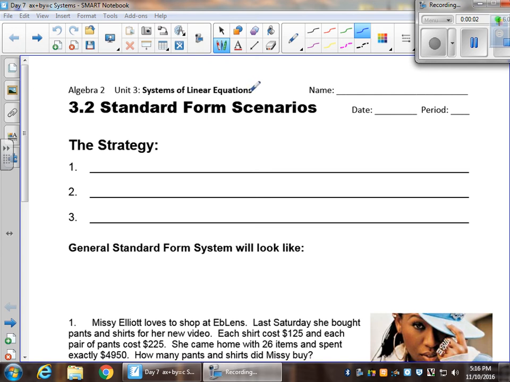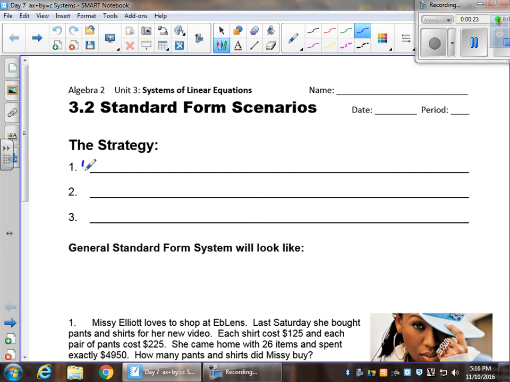Today's lesson is going to be all about how to take our knowledge of solving systems, that entire refresher week that we just finished, and learning how to apply it to real-world scenarios. First, we're just going to look at standard form systems. The strategy we can write in 3 very concrete steps.